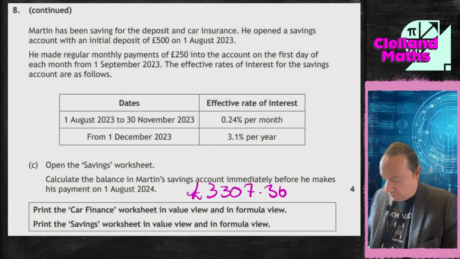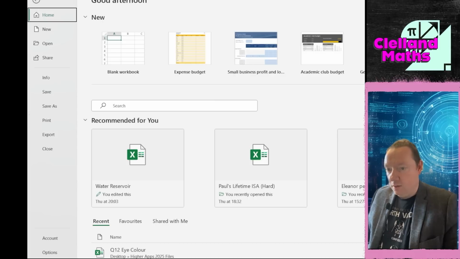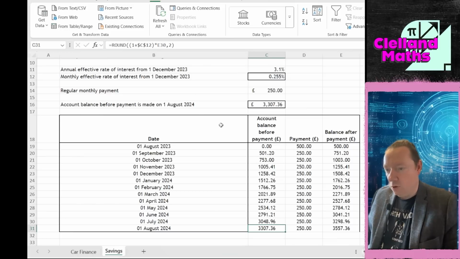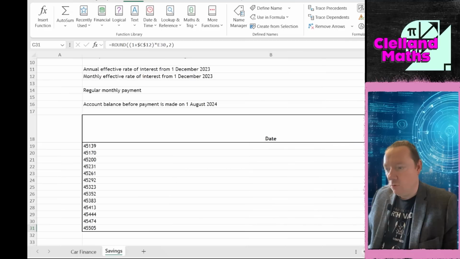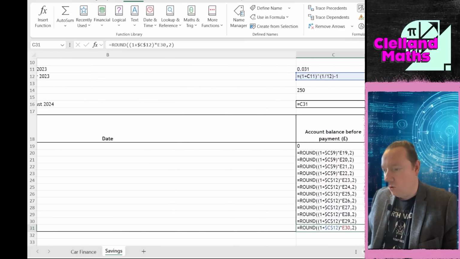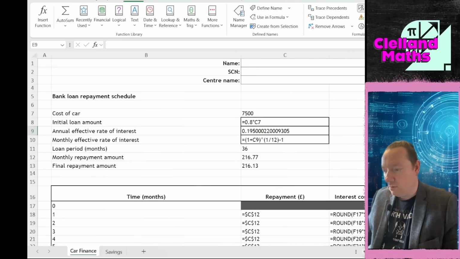3307.36. Print the car finance worksheet in value view and formula view, and the savings account in value view and formula view. So just a reminder on how to do that. File, print, obviously, for normal view. But if you want to see your formulas, you go to formulas and show formulas, and that's called formula view, and it starts to give you all your formulas as you go, and then you print that as well. You do the same for both sheets. Value view, show formulas, formula view, and we're done there.